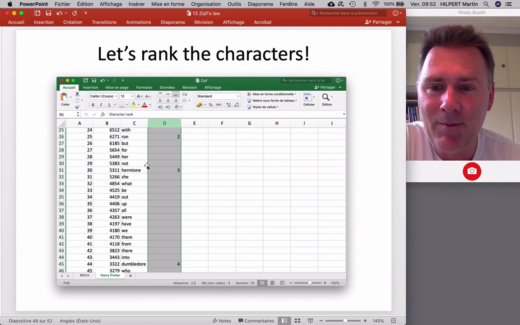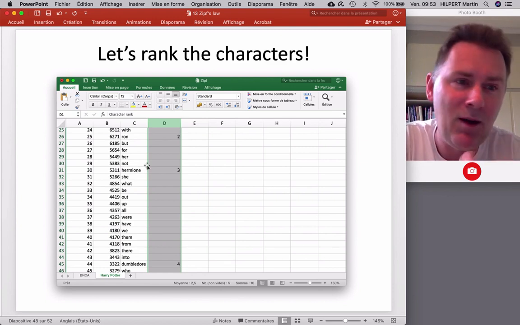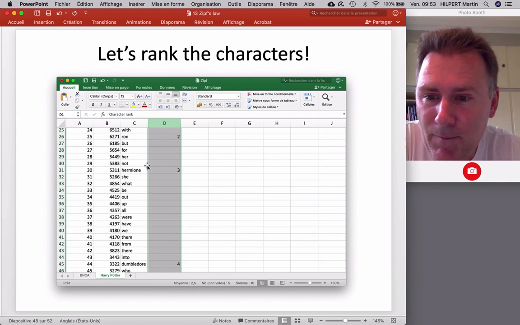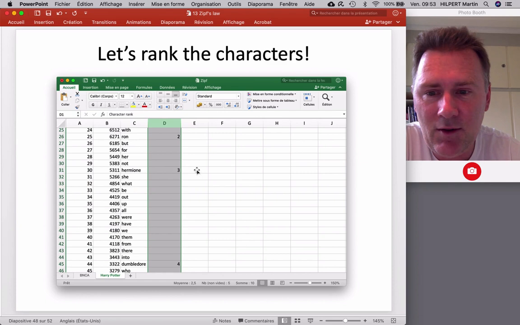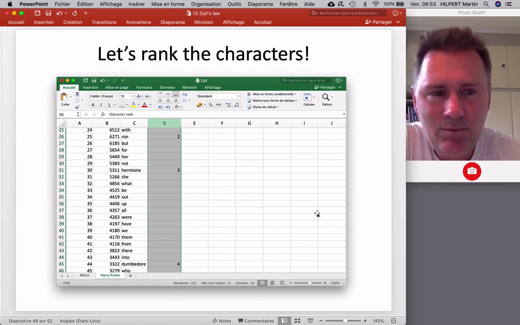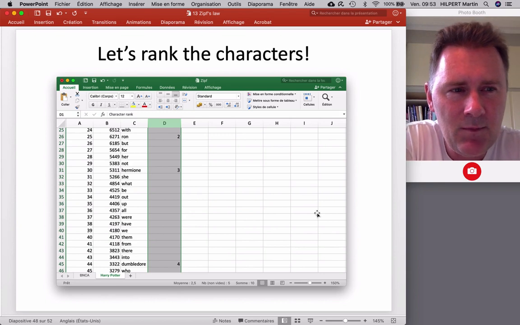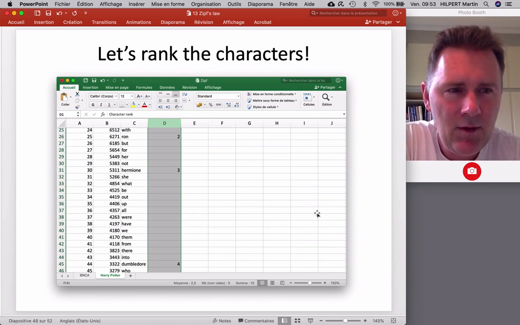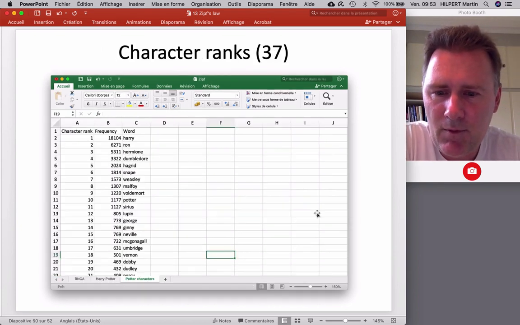Hermione. Sorry to all Hermione fans, I'm a Hermione fan. Rank 30 at character rank number 3. You guessed it, number 4 is Dumbledore. Any guesses for number 5? Number 6? I was wrong about that. So I'll let you figure that out.